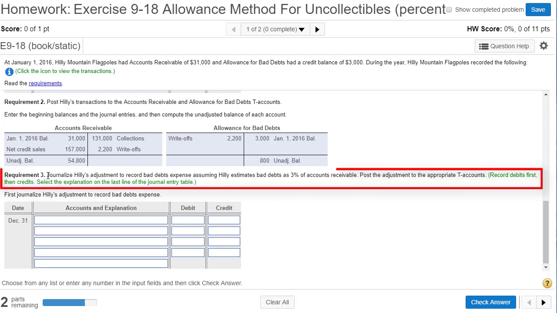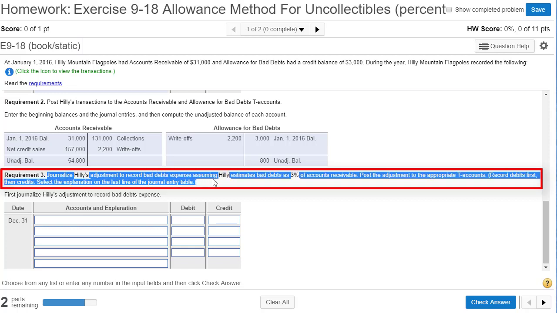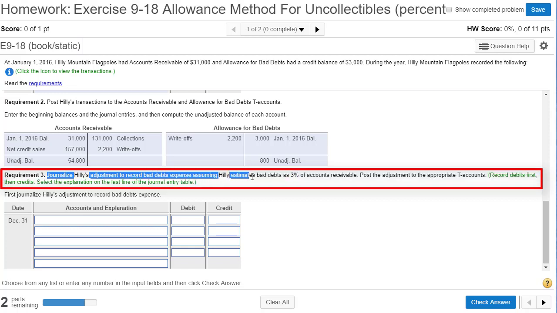Now we get to the new part, what sets this exercise 9-18 apart from the previous one, 9-17. We're going to journalize Hilly's adjustment to record bad debts expense, assuming Hilly estimates bad debts at 3% of AR. So what is the balance of AR at this point? It's $54,800. So the company thinks 3% of that is not collectible.